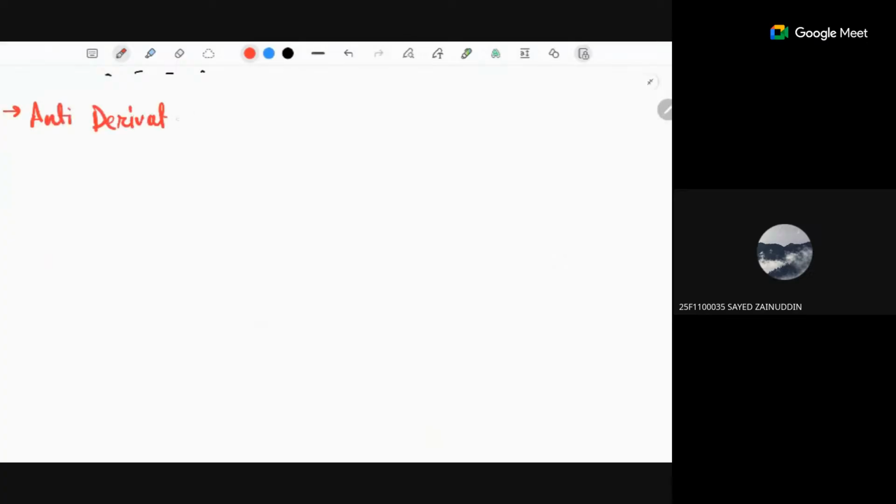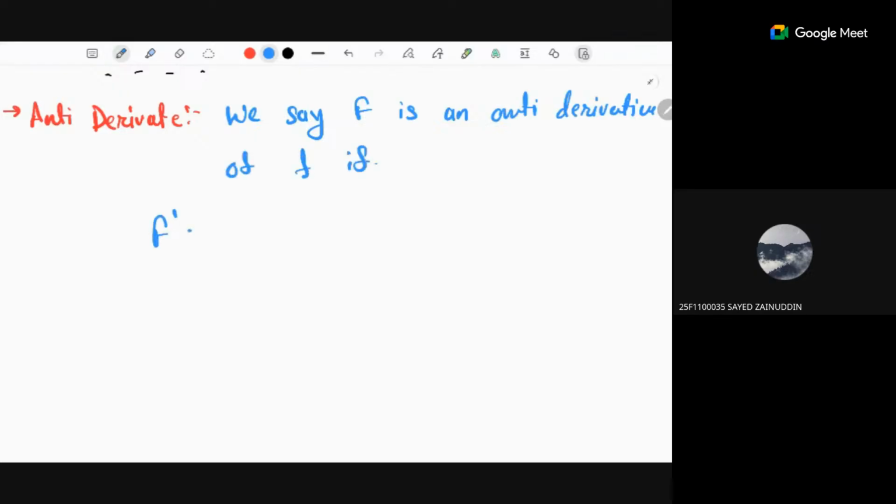As the name suggests, antiderivative means a reverse process of derivation. So we say capital F is an antiderivative of small f if its derivative, that is F dash, is equal to small f. So if capital F dash is equal to small f, then you will say that capital F is an antiderivative of small f.